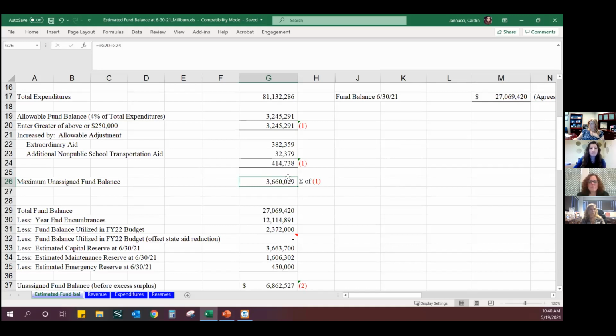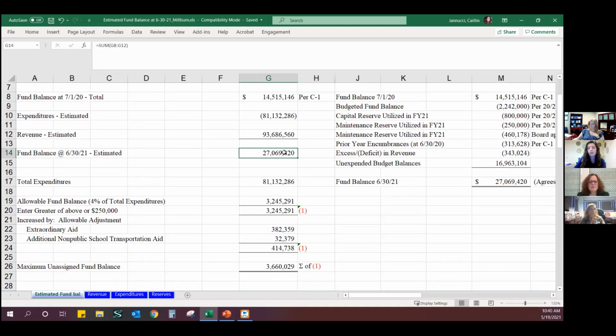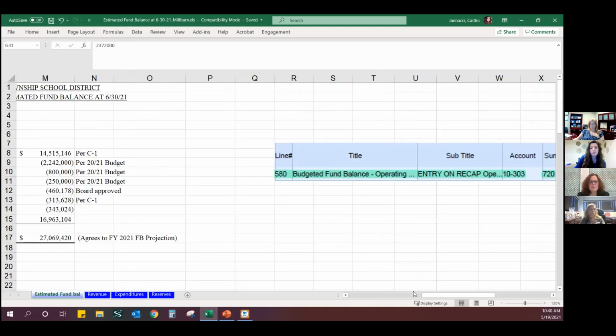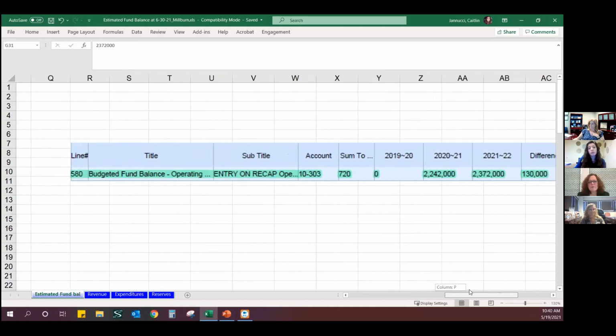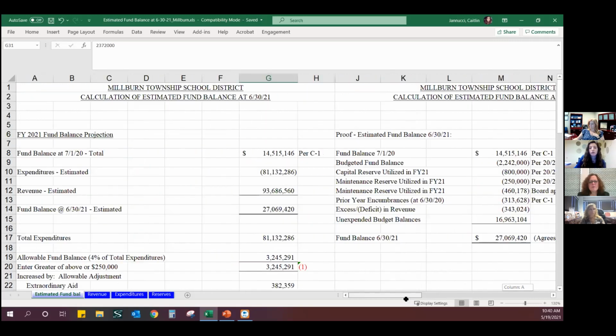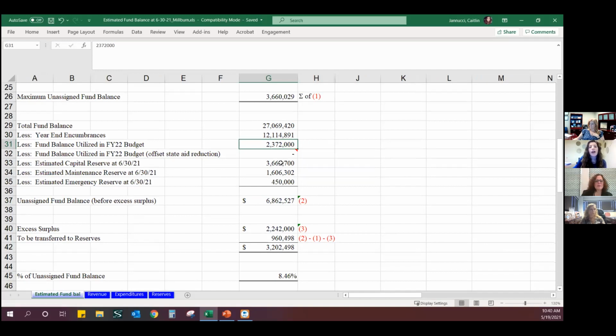Let me see where I'm actually ending up. So if we take our 27 million, which is our estimated fund balance from up top, we know that 12 million is going to be encumbrances, which we already saw on our expenditure tab. We're going to take a look at our 22 budget, which I have a little snapshot over here. So we know in fiscal year 22, Milburn is planning on using 2.372 million of budgeted fund balance. So we want to make sure that we're incorporating that. So we know that's going to be a future use of fund balance. And then right now, based on our reserve tab, we feel that capital reserve will be ending at 3.6, maintenance reserve will be ending at 1.6, and emergency reserve was untouched and remaining at 450,000. So after we take into account all of this out of the 27 million, we're left with 6.8. But bucket A is really telling us that our maximum unassigned is the 3.6. So what are we going to do with that difference between the 2 amounts?